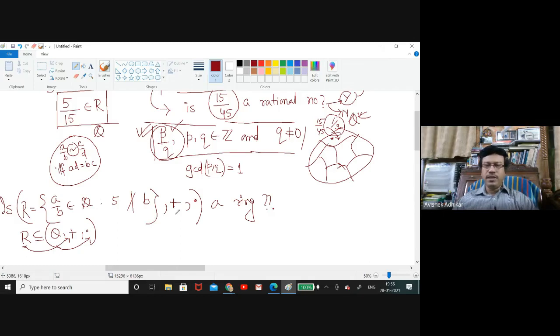So it's very easy to show that it is a subring of Q. At the end of the day, if this is a subring, then certainly it must be a ring in its own right.